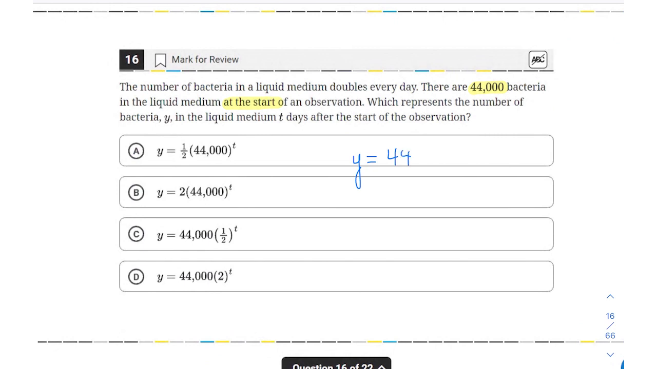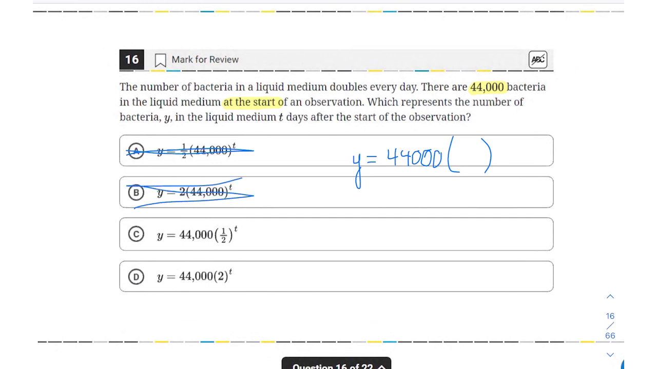function is going to have that starting value, and then you're going to multiply by whatever your base is, which will tell you how that value is being changed. So we should see this general structure, which means we can eliminate A and B right away.